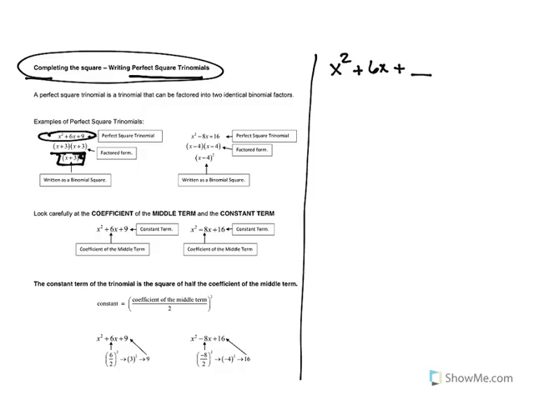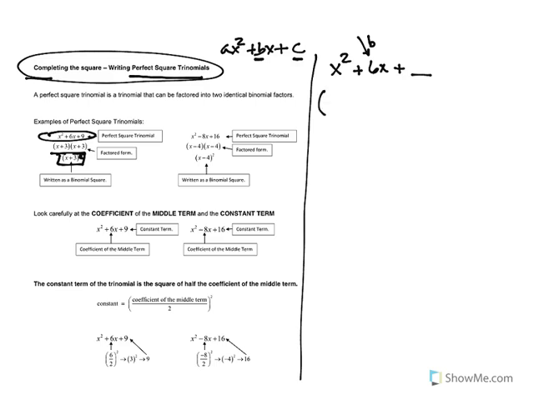When you are trying to complete the square, you identify your middle term, which is called the b term. In a quadratic form, you have ax squared plus bx plus c. b is the coefficient on the x, and c is considered the constant term. To complete the square, we are creating the new constant term where this blank is.